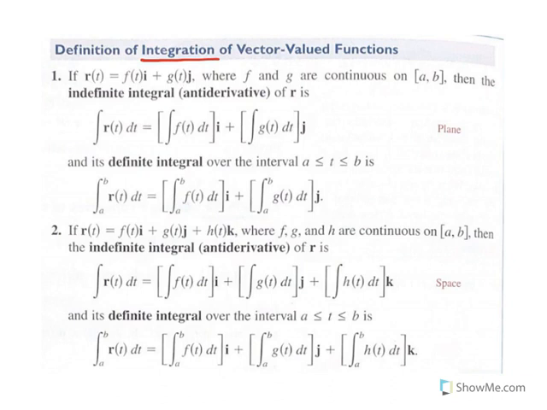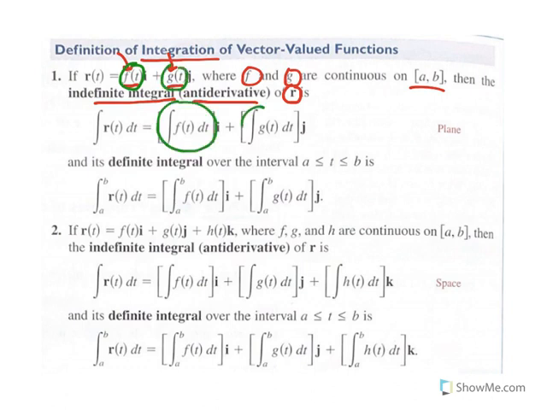So if you have a vector-valued function, r of t is equal to f of t i plus g of t j, where f and g are what we call the component functions. They're real-valued functions, continuous on the closed interval from a to b. Then the indefinite integral or antiderivative of the vector-valued function is found by finding the antiderivative of each of your component functions and multiplying by the respective standard unit vector i or j.